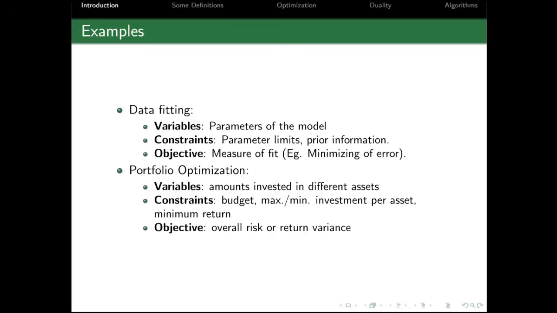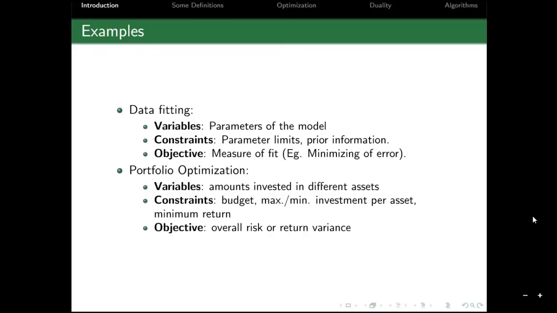Another example of application of optimization is portfolio optimization. By portfolio optimization, we mean to optimize the amount of money I can invest in various assets. These assets could be something like shares from different companies or any other investment options. The variables would be the amounts I invest in all the options available. The constraints would be the overall budget, the maximum or the minimum investment per asset, and the minimum return I expect from each asset. Objective would be to minimize overall risk or minimize the return variance.